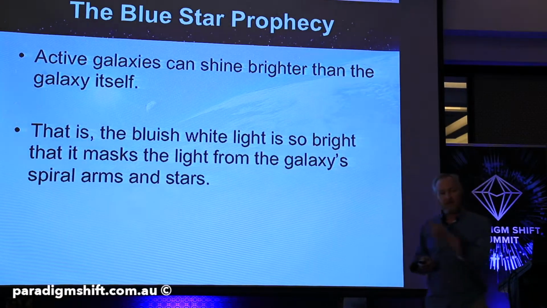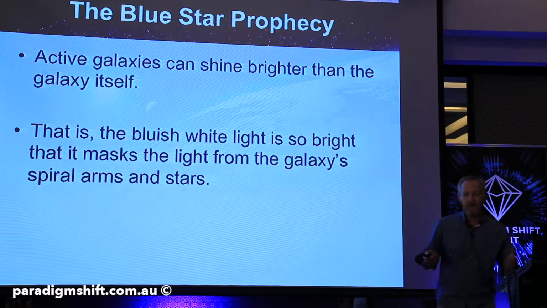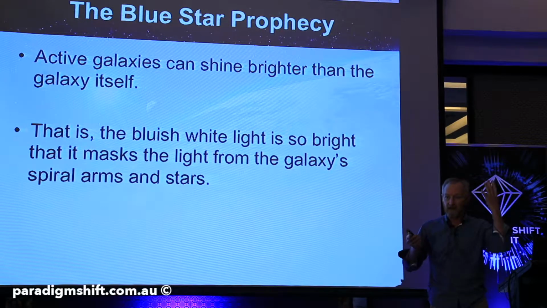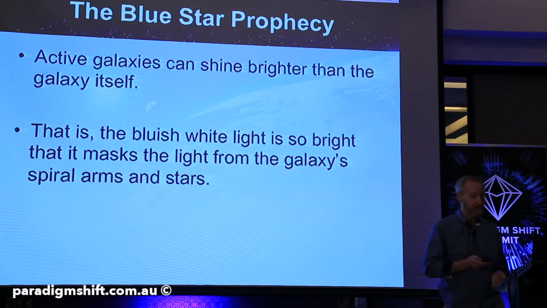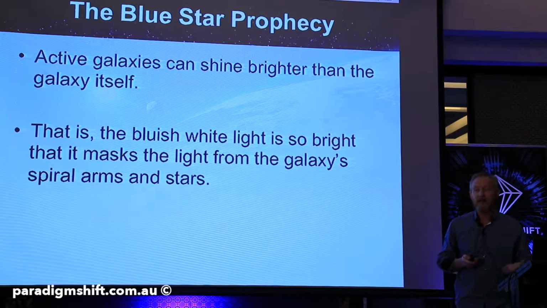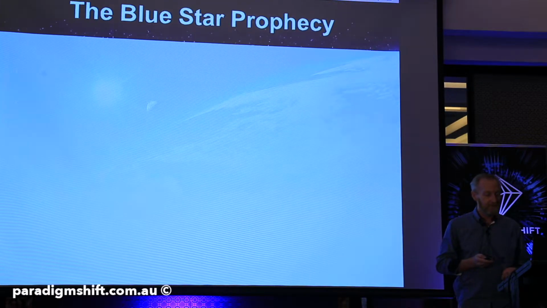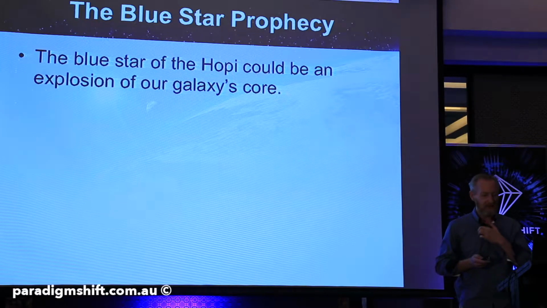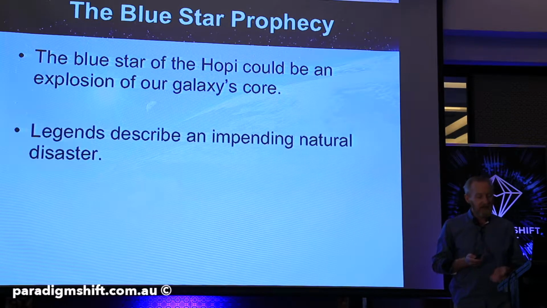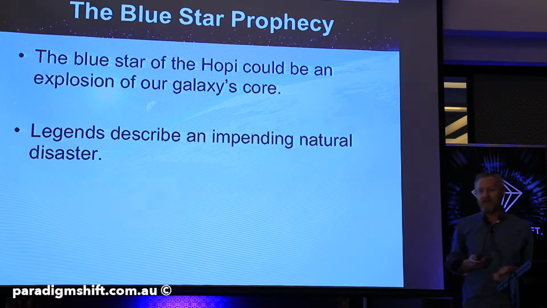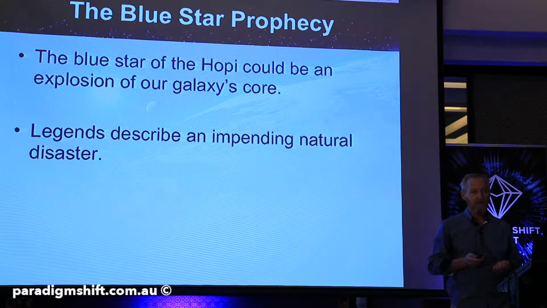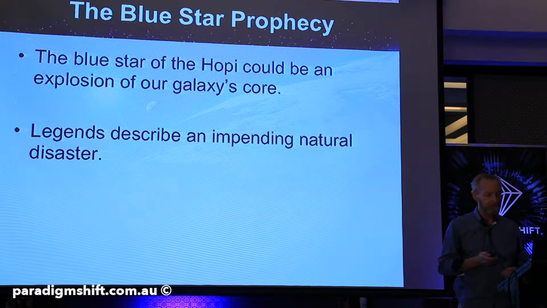So that blue star, you all saw what the blue star looked like. Do you think that looks a little bit possibly like the galactic centre blowing up? Possibly? I think it does. So that's the bluish white light. But the Hopi didn't know that, of course, because they've got no frame of reference. So basically what I'm saying is that what the Hopi were predicting or seeing was a galactic outburst.